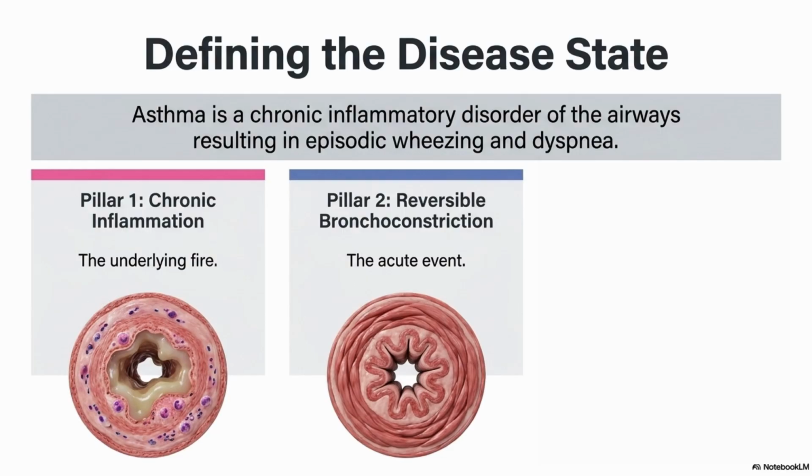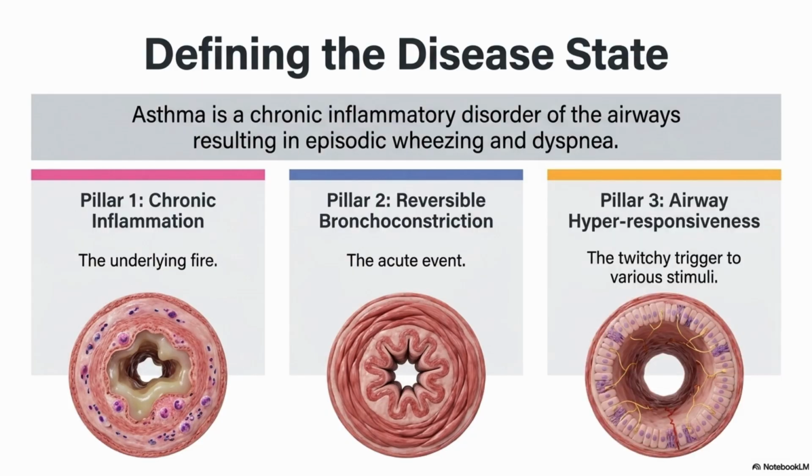Pillar 2 is reversible bronchoconstriction. This is the acute event, the sudden narrowing of the airways during an attack. Pillar 3 is airway hyperresponsiveness. This acts as the twitchy trigger to various stimuli that sets off the acute event.